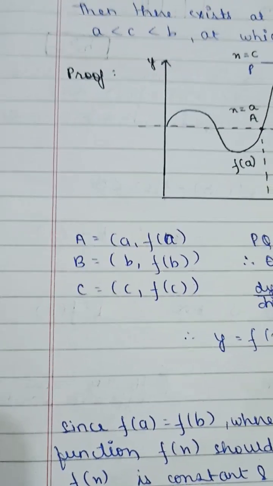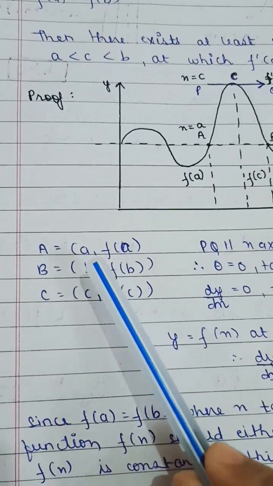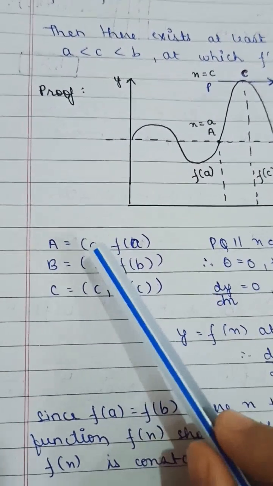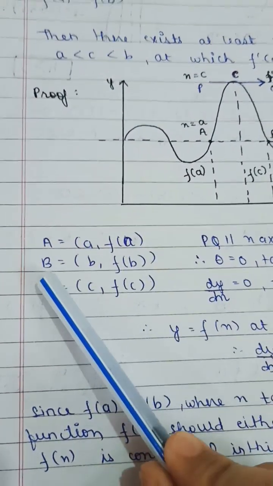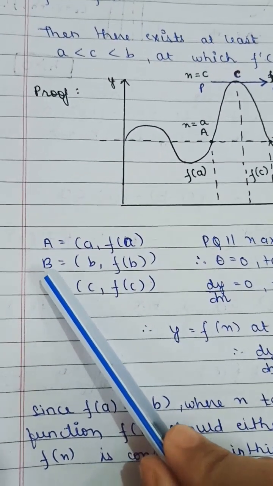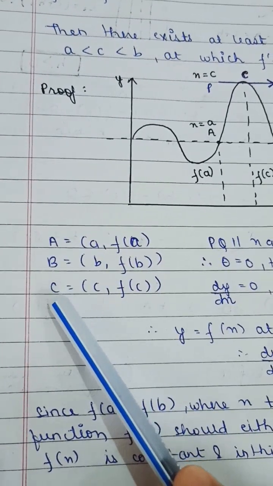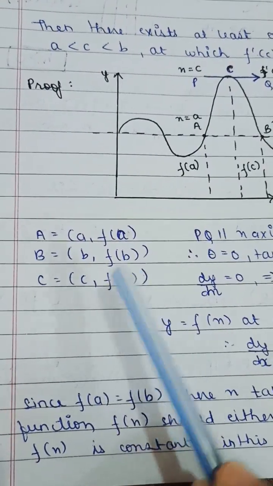The coordinate of point A is (x, y1). So we substitute the value. Therefore, the coordinate becomes (a, f(a)). Similarly, the coordinates for point B are (b, f(b)), and the coordinates of point C are (c, f(c)).